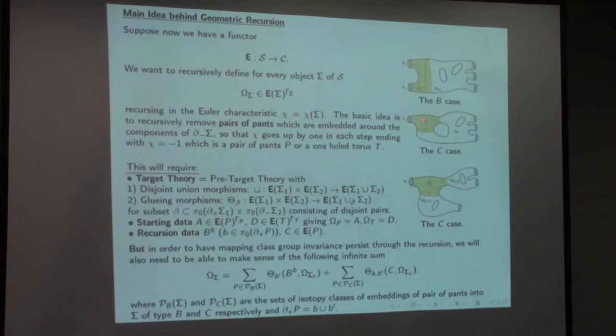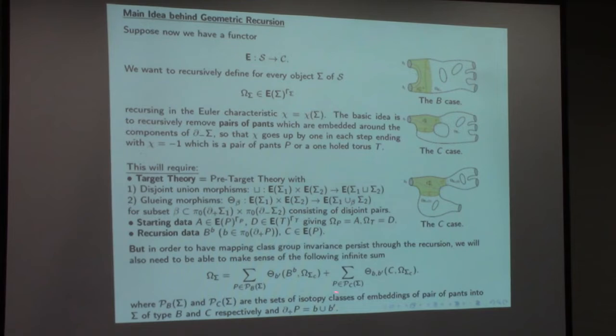And that means that I end up with a recursive definition that says the following. Take the set of embeddings of pairs of pants of this type to be PB. It is the set of isotopic classes of embeddings of the pair of pants into the surface of type B, and this is the set of isotopic classes of embeddings of type C into the surface. So these two are countable sets.